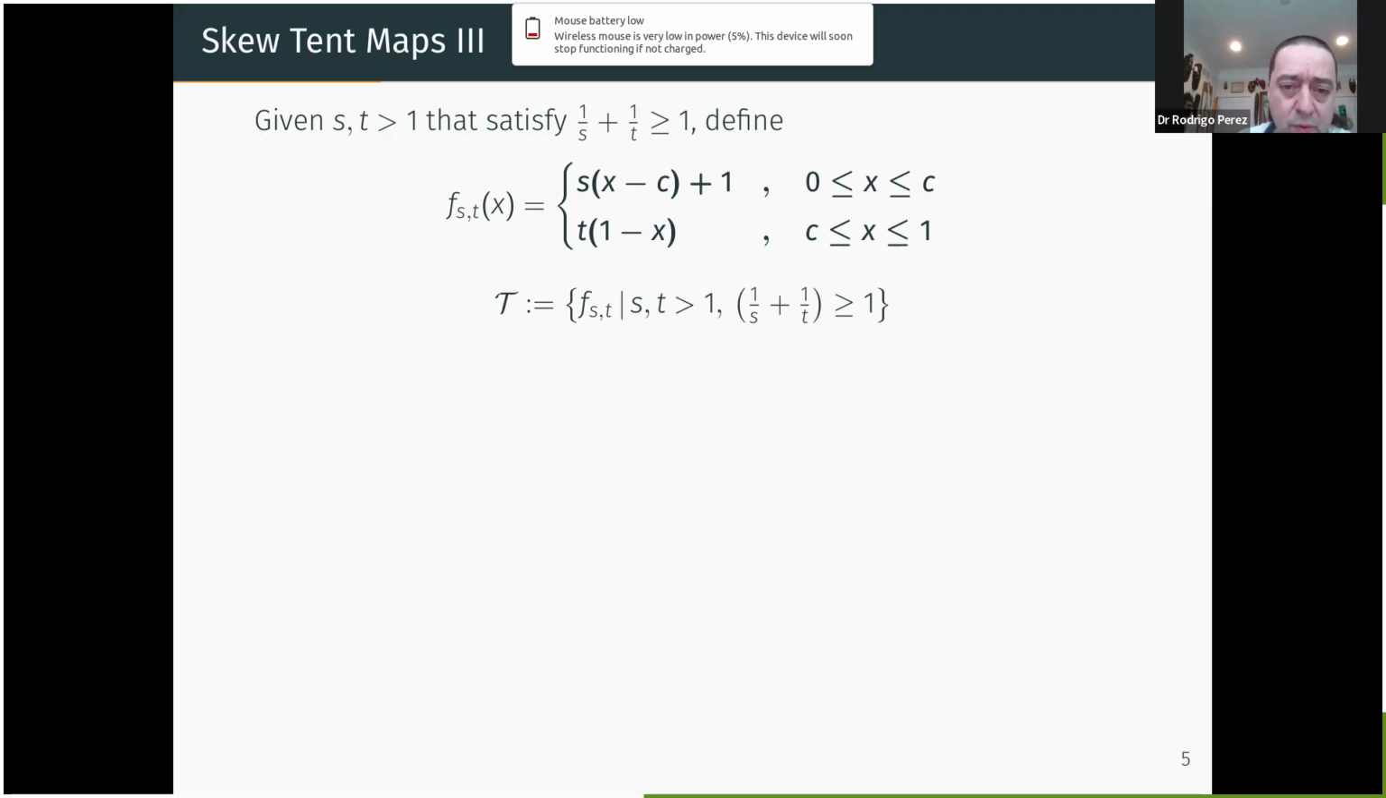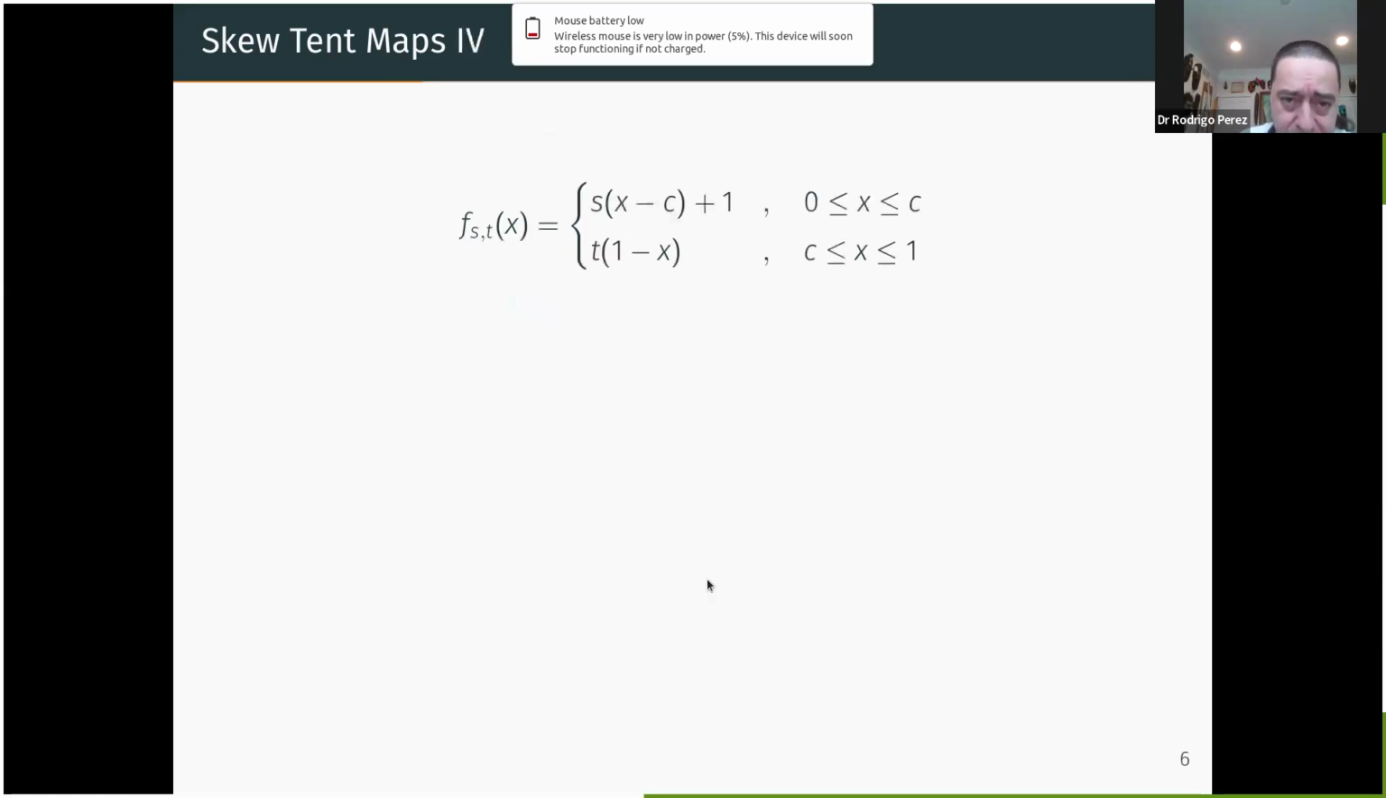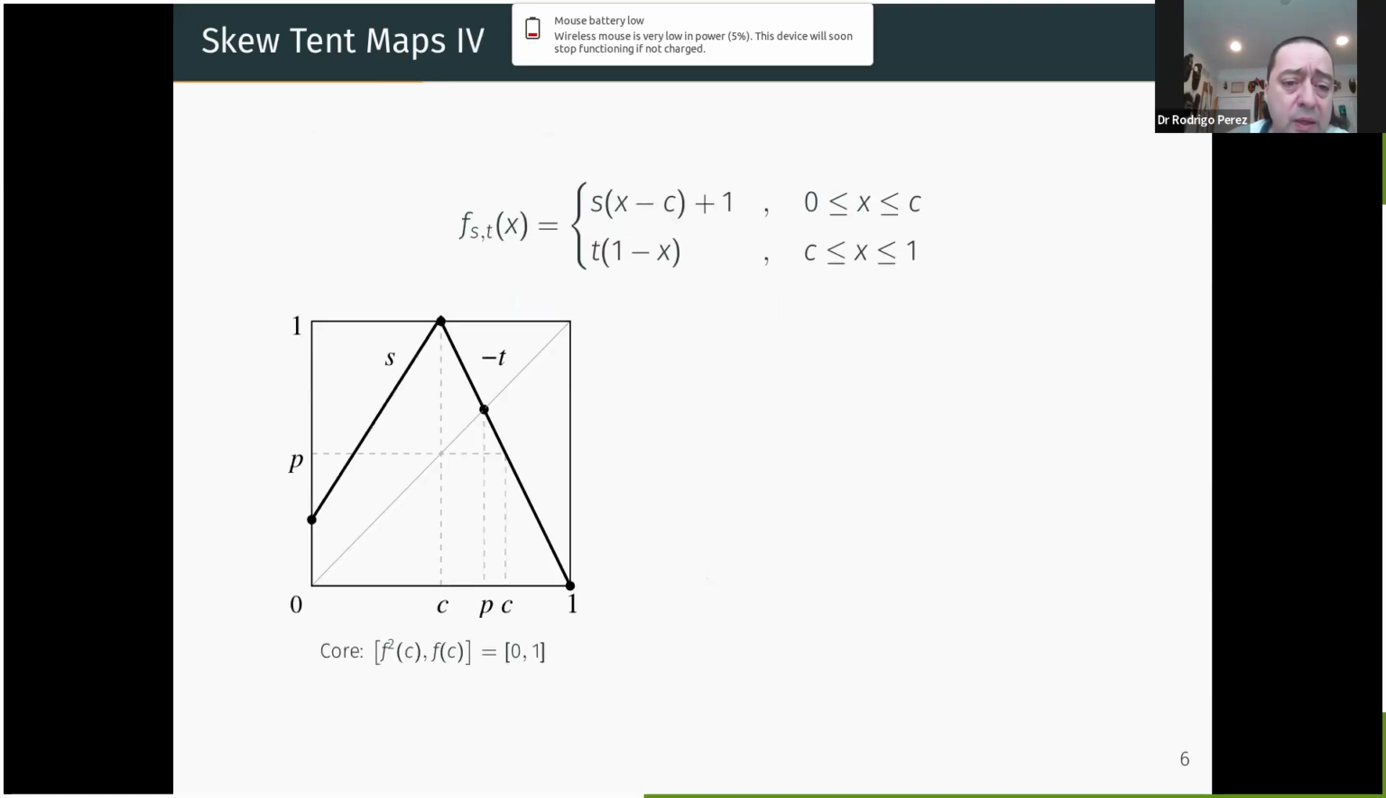So I have a parameterized version of the space of expanding skew tent maps, parameterized by 2 parameters. And this is my space, right? S and T have to be larger than 1, and the other condition is just a hyperbola condition, so that's my region of parameters. Okay. So there's my formula, there's my tent map, fixed point, turn point, and the slope is large enough that the slope is larger than 1, but that will depend on the slope of T.